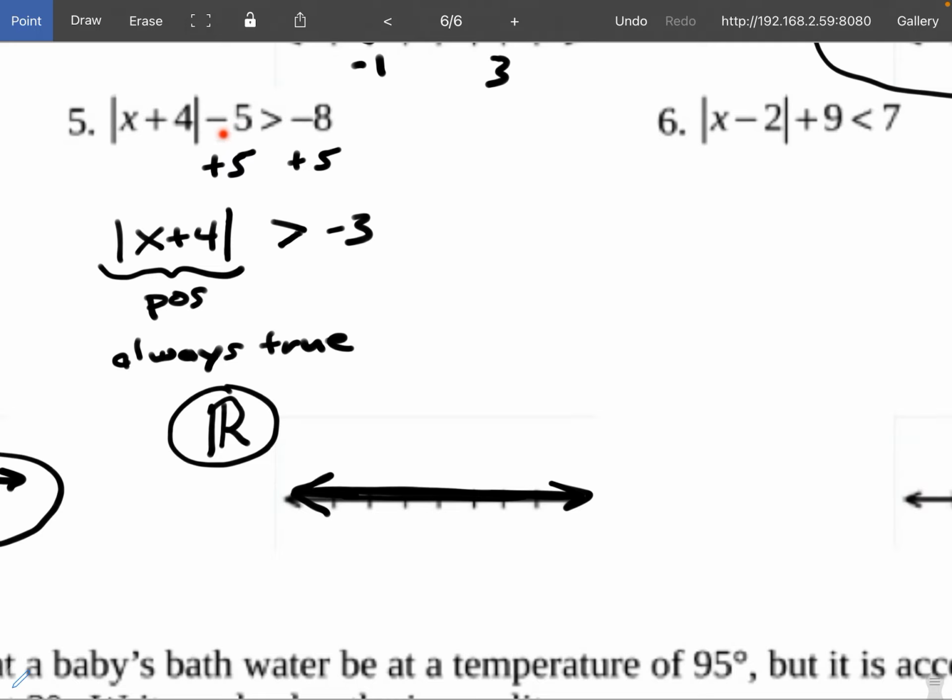So this would be negative 596. What's the absolute value of negative 596? 596. That's 596 minus 5, which is 591. Is 591 greater than negative 8? Yes. So you could put any real number in that thing. All right?